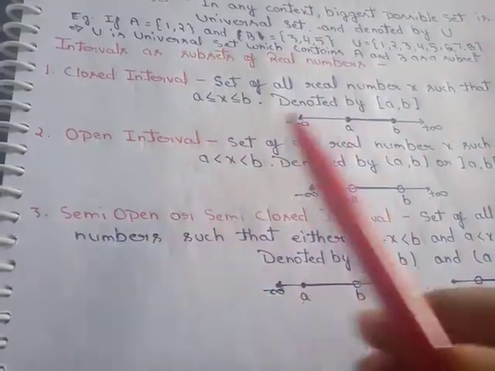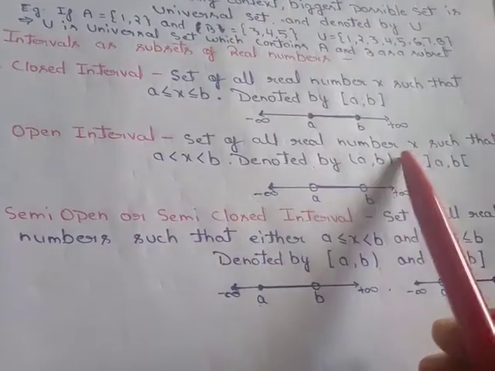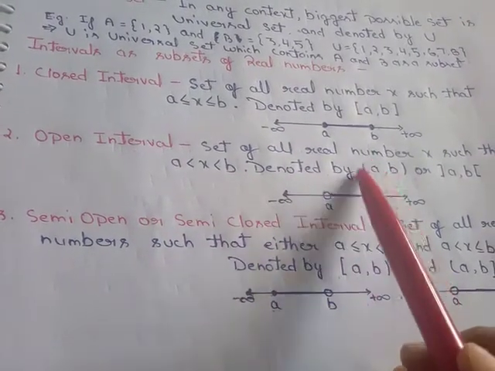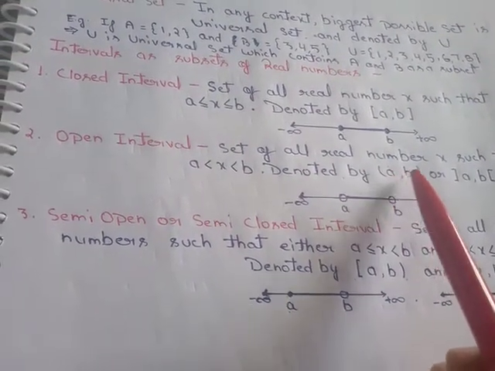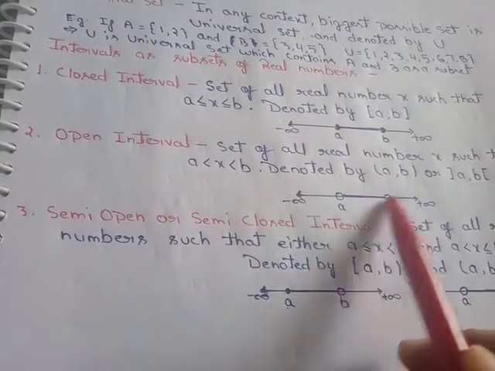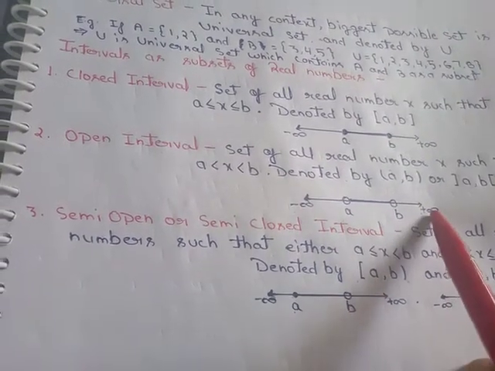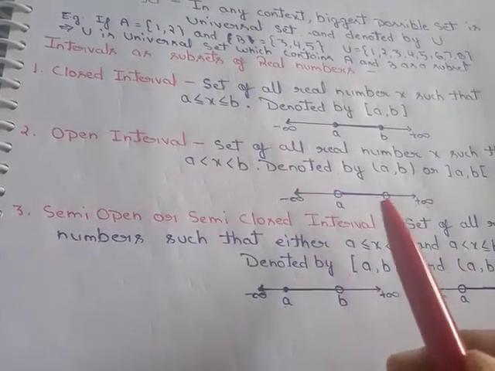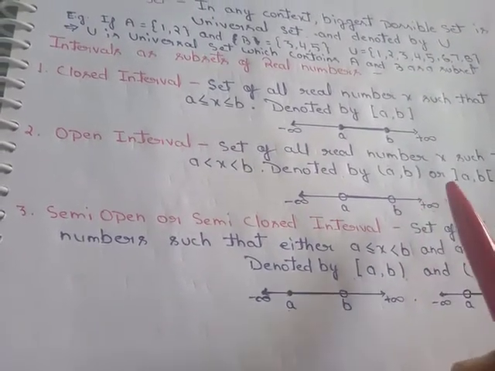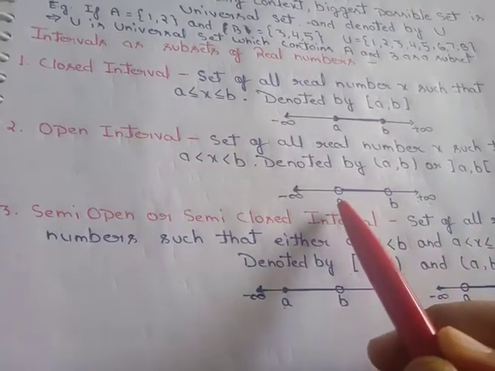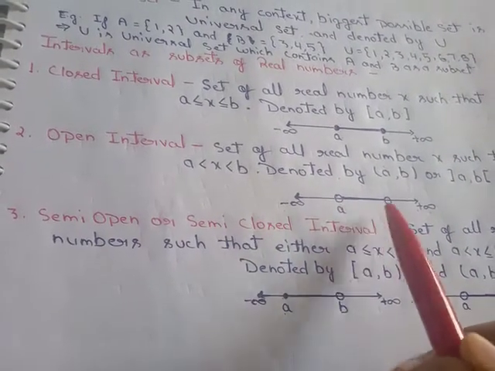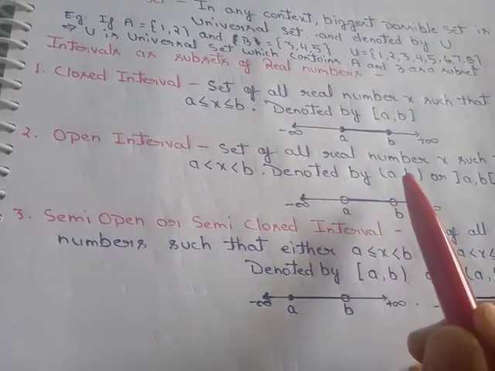Now next is the open interval. The set of all real numbers x such that a less than x less than b, denoted by small brackets (a, b). This small bracket is known as an open interval, and if we show it on the number line, minus infinity to plus infinity, the set of all real numbers, and a and b are two elements which belong to the set R. So here a and b both are not included in the open interval.